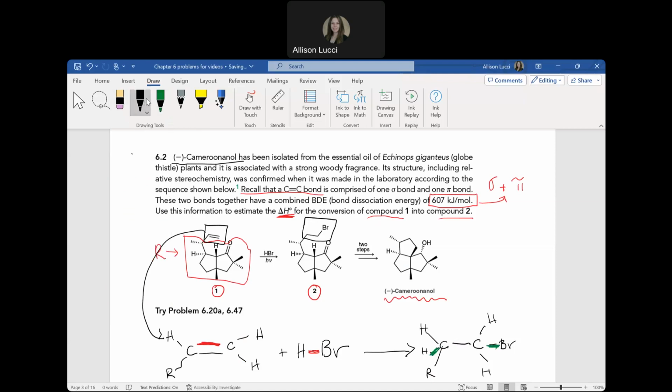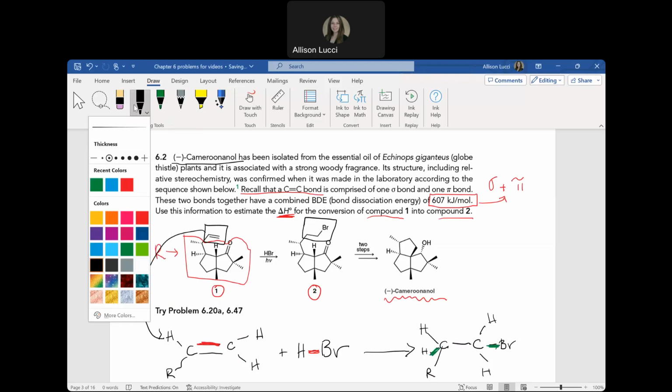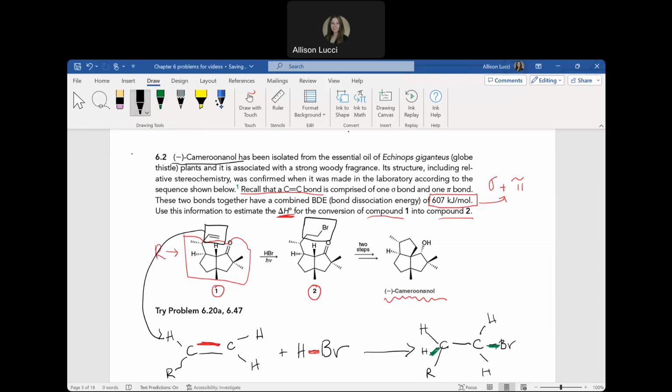So let's go back and look at the information that was given previously. We were given the total amount of energy in this double bond. So let's break this down here. We have our bond dissociation energy for the sigma bond plus the bond dissociation energy for the pi portion of the bond, which gives us this total 607 kilojoules per mole for our double bond. So that's 607 for both sigma and pi components.